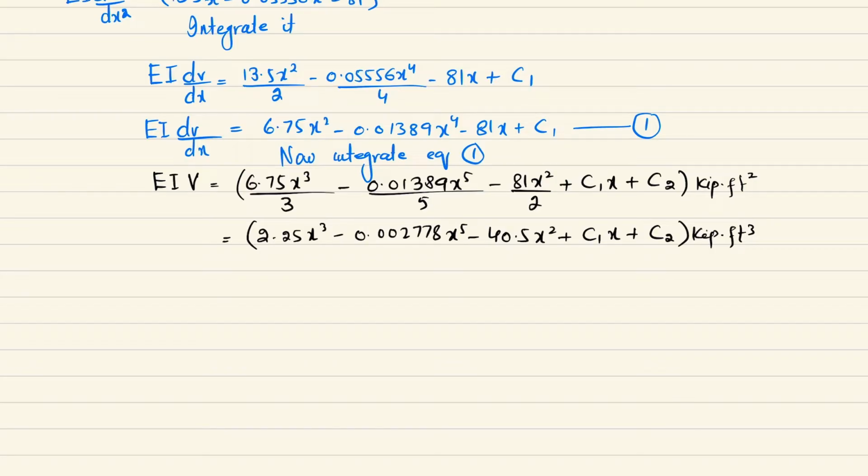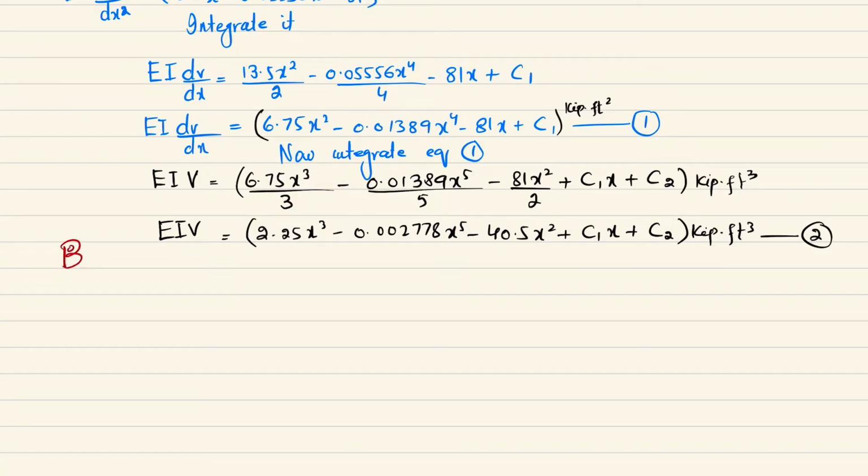Okay, this is cubic foot. Here the unit is kip into feet square. Now let this be your equation number 2. Now you can see that you have c1 and c2, which are unknown constants of integration, and you can find them by using boundary conditions. So we will apply boundary conditions. What are these boundary conditions?